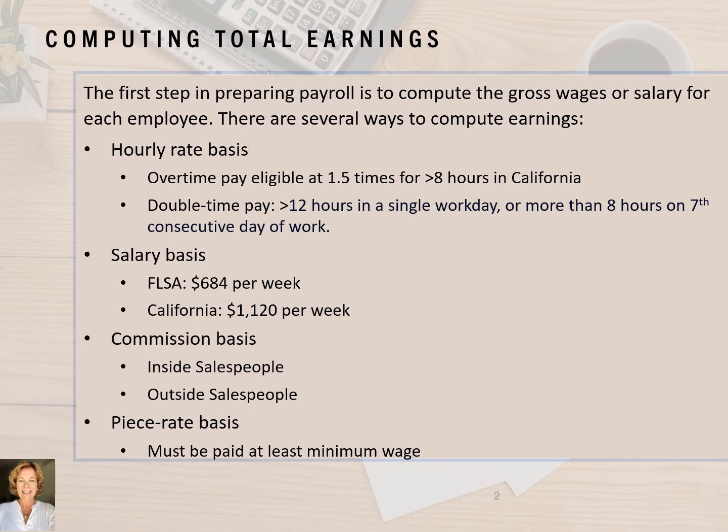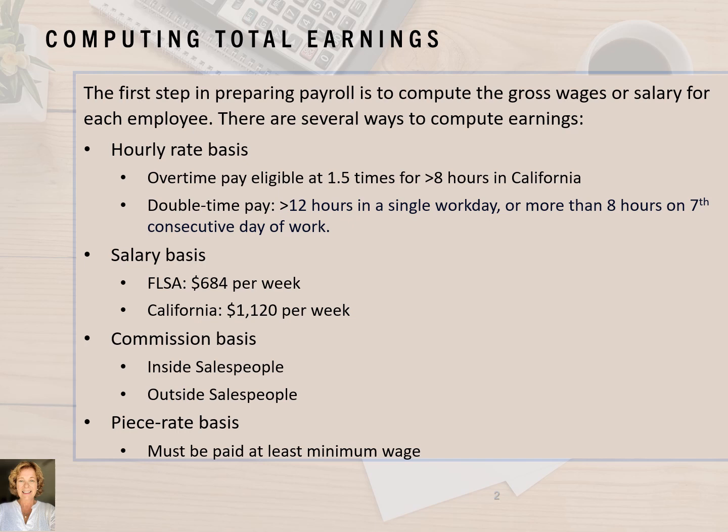In some states like California, time and a half overtime applies when employees work more than 8 hours a day. Double time applies if the employee works more than 12 hours in a single workday or more than 8 hours on the 7th consecutive workday. The employee's gross pay depends on the number of hours and overtime hours worked.